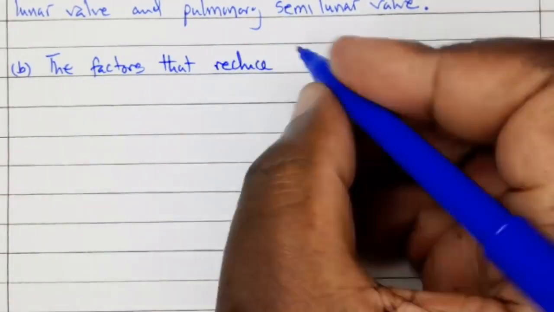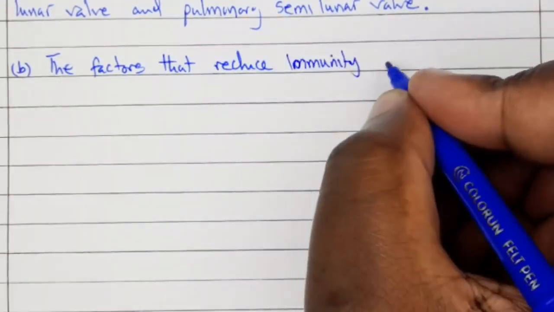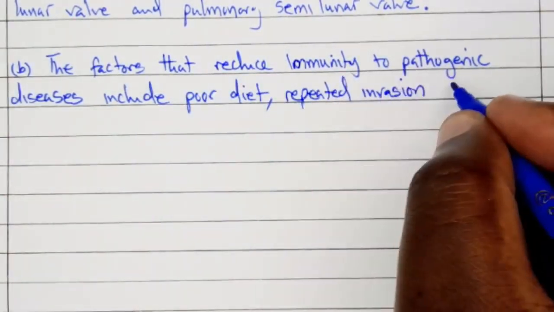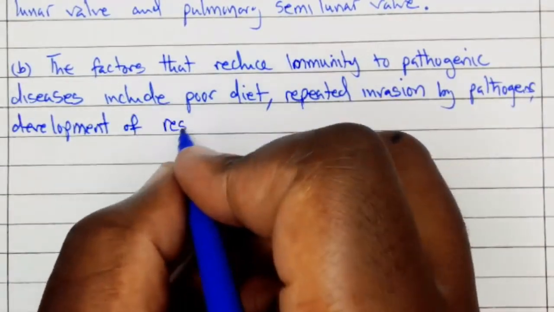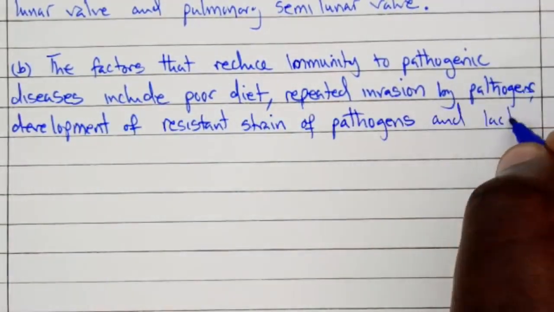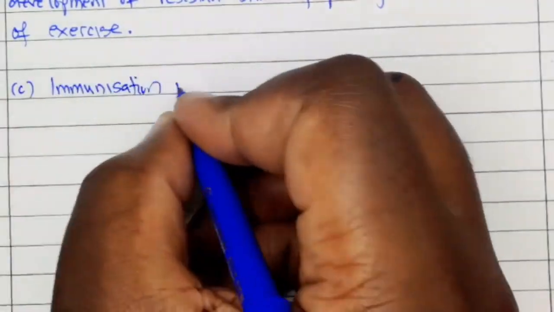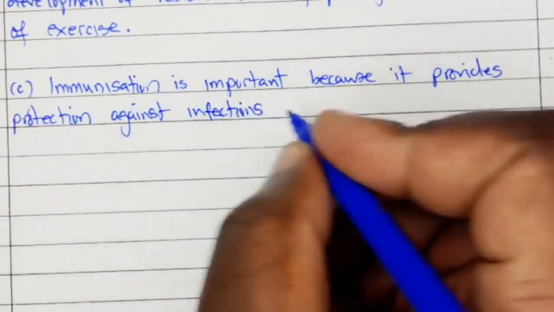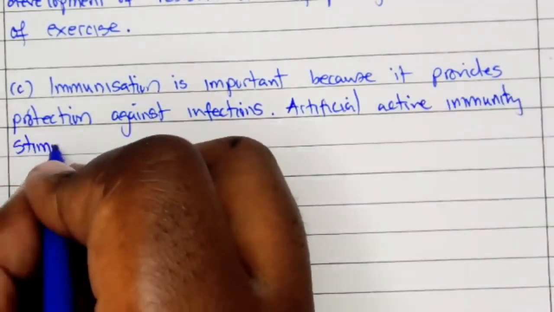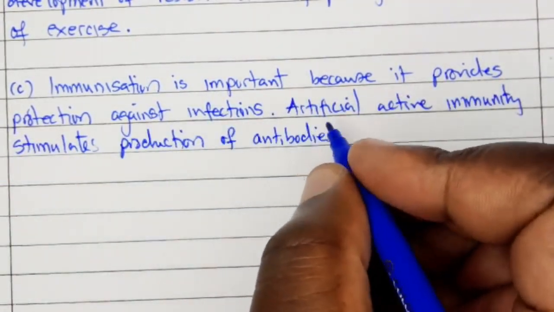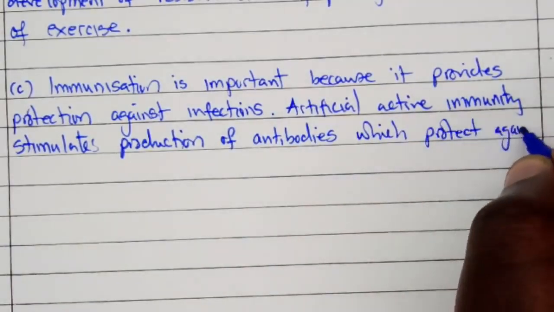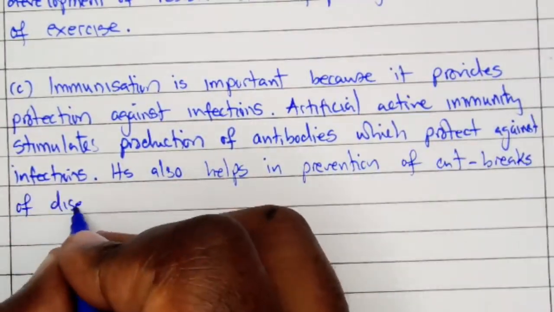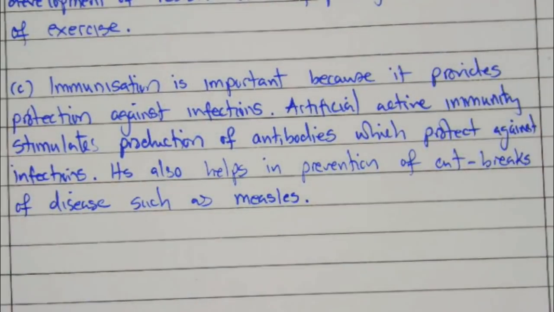Part B, the factors that reduce immunity to pathogenic diseases include poor diet, repeated invasion by pathogens, development of resistant strains of pathogens, and lack of exercise. Part C, immunization is important because it provides protection against infections. Artificial active immunity stimulates production of antibodies which protect against infections. It also helps in prevention of outbreaks of diseases such as measles. So these were the answers to question number 7.